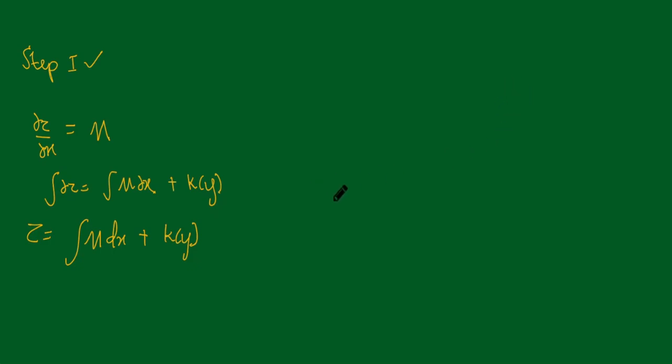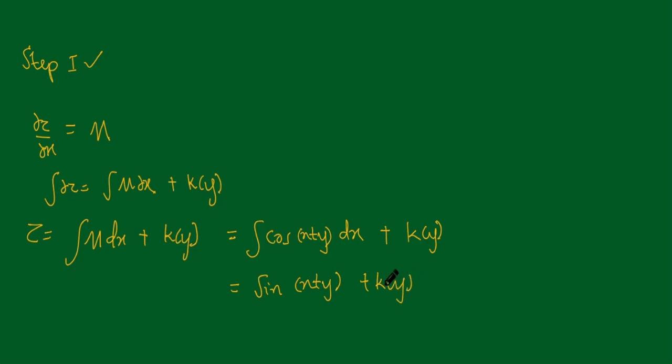So if we use that, we now have our z to be equal to the integral of cos(x + y) with respect to x plus k, which is a function in y only. So this becomes sin(x + y) plus k, which is a function of y. So this should be our solution of the differential equation. But we are not done. We still need to find what k is before we can conclude the solution.